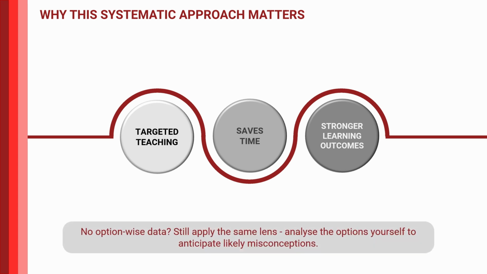And even if option-wise data is not available to you, you can still apply the same lens. Look at each low-performing question, examine its options carefully, and anticipate the likely misconception. Think of this as a habit of mind, not just a process. The deeper you look at why students went wrong, the more precisely you can correct it, and even prevent it from forming in the next batch of students.